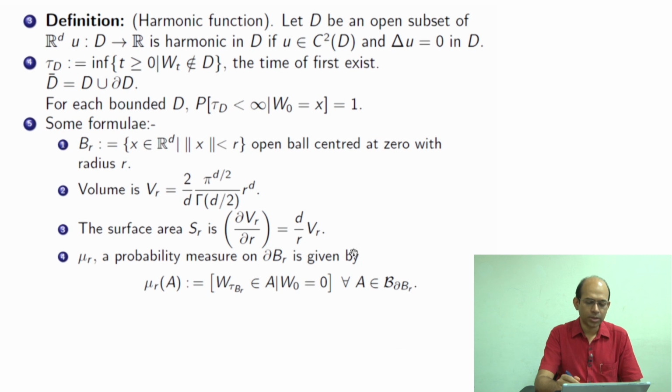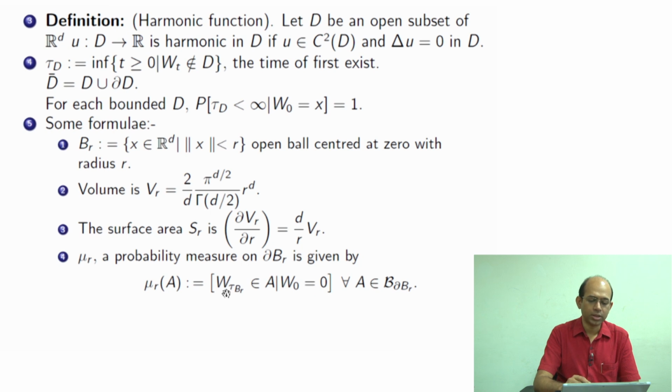So that is given by mu r of A, where A is any Borel subset of the boundary of B_R. So what does it mean? You have a Borel subset of R^d and you intersect it with the boundary of B_R, and what is left you call the Borel subset of B_R, del B_R, the boundary of B_R. So you consider any such Borel subset of del B_R and then you define the mu r measure of the set A in the following manner.